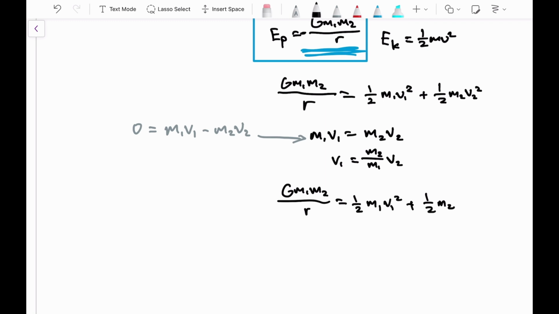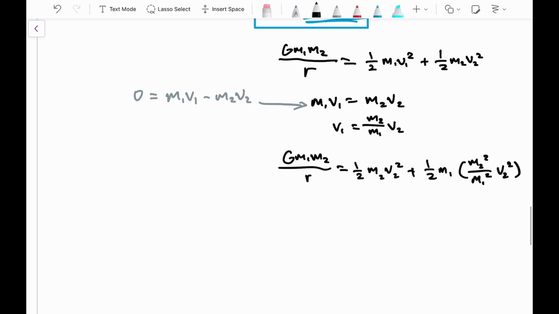Oh, we have to substitute v1. I missed that over here. Let's say this is v2 and m1, and this squared, which is... okay. Now we simplify this and then resolve for v2.